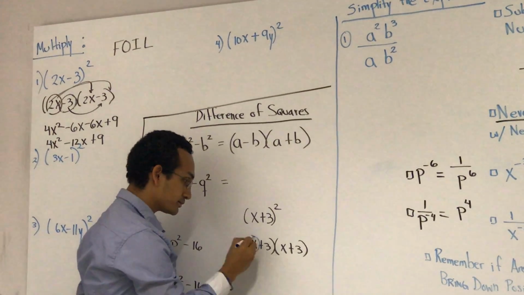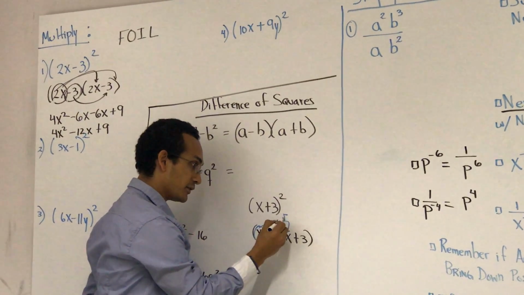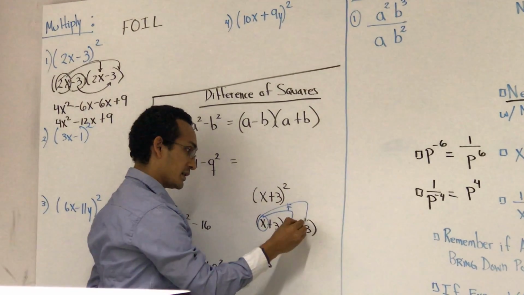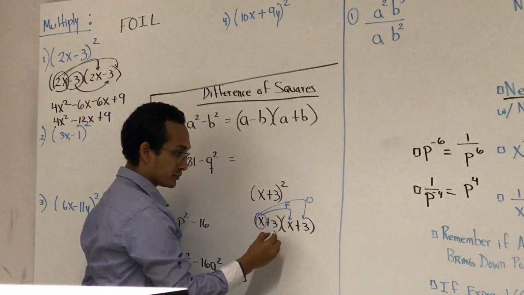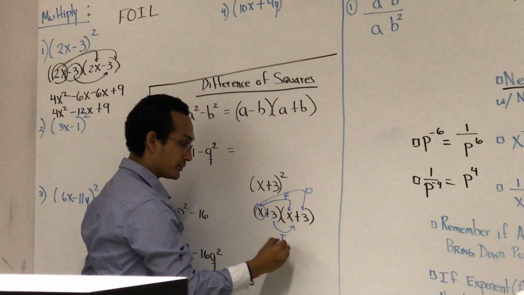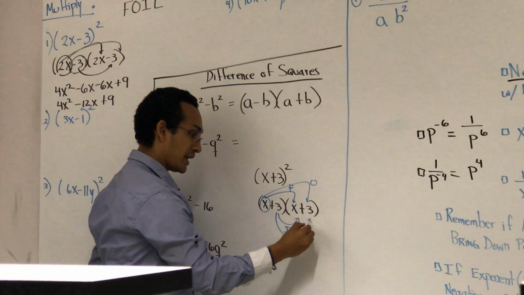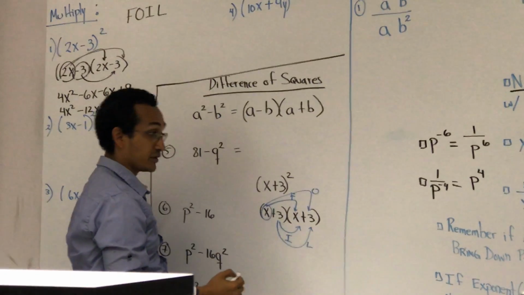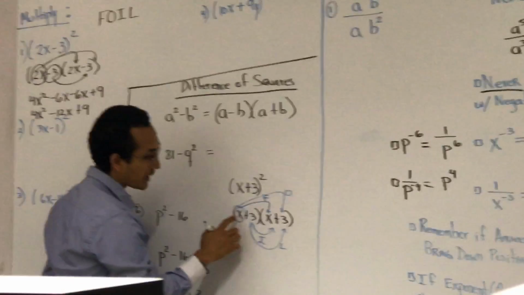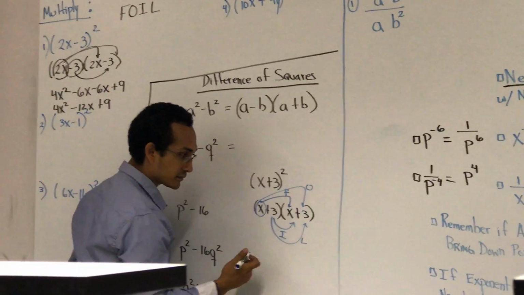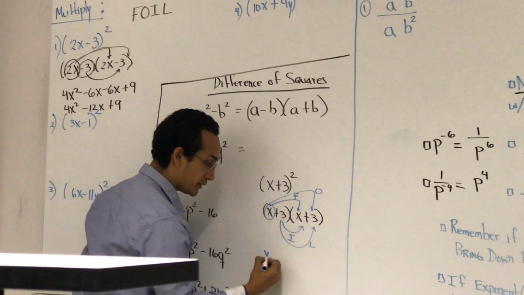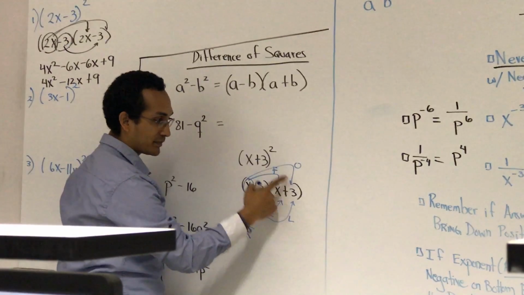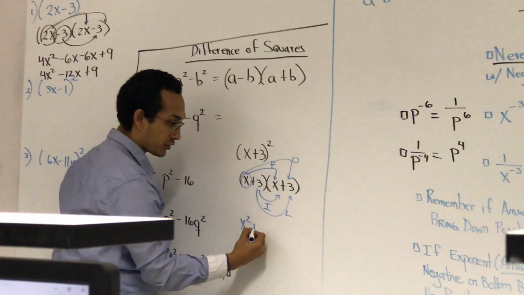First, this is first. This is outer. This is inner. And this is last. So let's do first. x times x, x squared, right? x times 3, 3x.